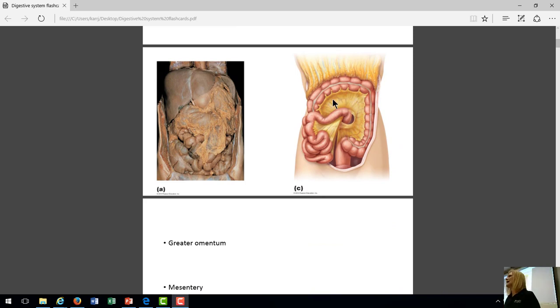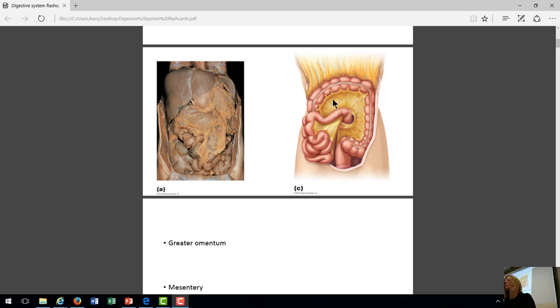Otherwise our intestines would kink. If they were just flopping around in there, they're pretty long. Our intestines are like 21 feet, I think, something like that for the small intestine. So if we're trying to stuff all that in this abdominal cavity and we're pushing food through there of different consistencies, we could definitely have a kink or a twist and prevent flow. So the mesentery holds everything in place.